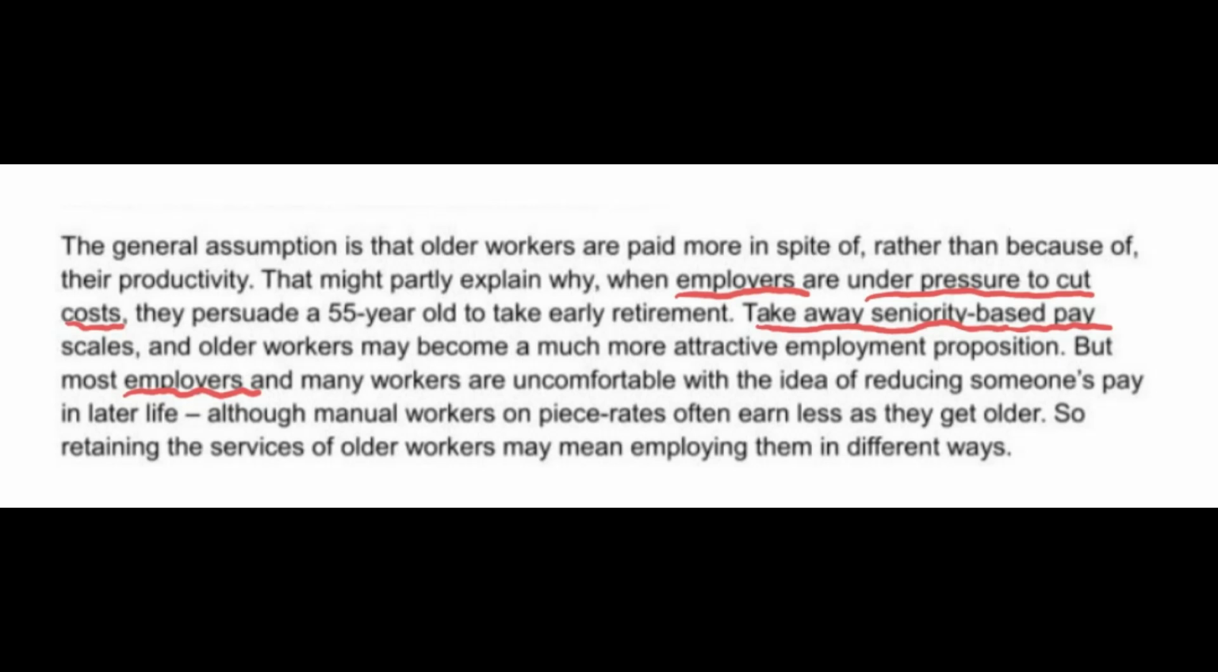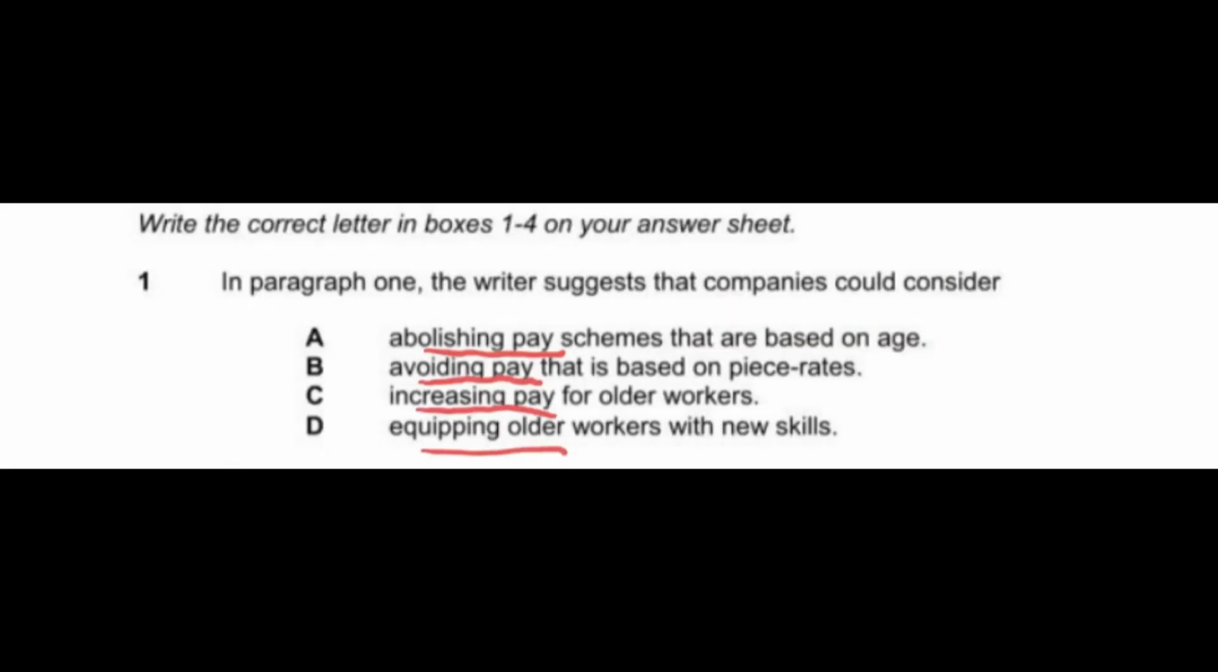So I can see that they are really trying to say what some employers might do, whether they were gonna cut costs or they were gonna retain the services of the older workers. So that is what I understood here. Then I go to my options. The options say abolishing pay schemes that are based on age, avoiding pay that is based on piece rates, increasing pay for older workers, equipping older workers with new skills. Okay, I can see now that these are my options. All of them are talking about pay. So pay cannot be used as my keyword here.